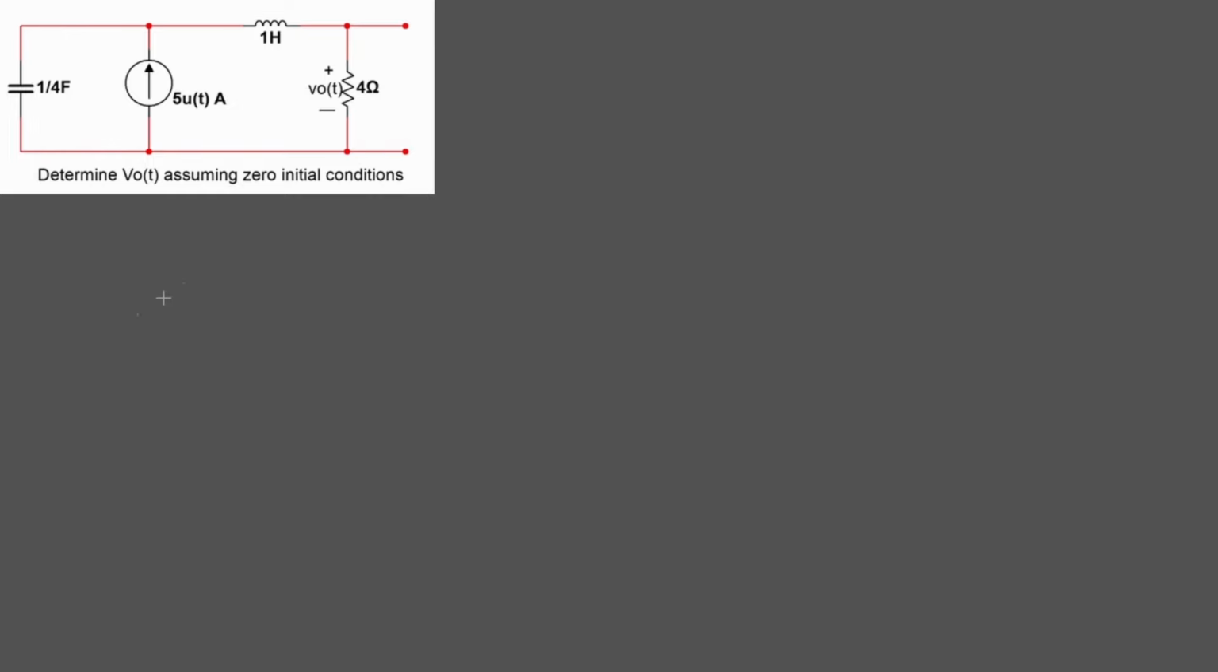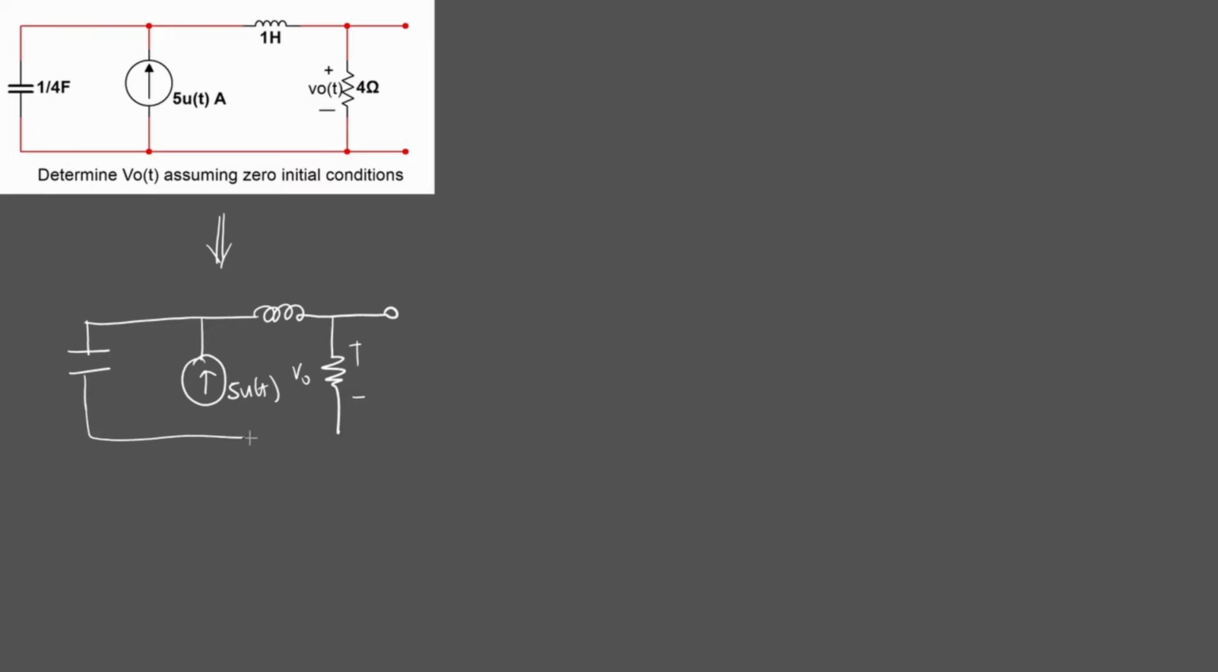Drawing this guy in the complex domain. Okay, the Laplace is a really amazing machine. 4 ohms, V naught. We're working in time domain. It's not going to be the same values, 5 u of t. Or how do I keep writing the time equivalent?